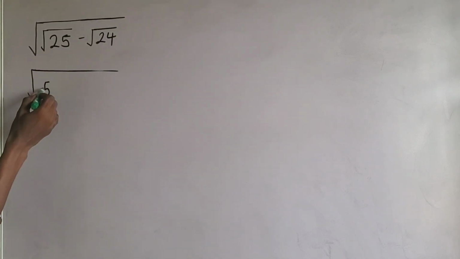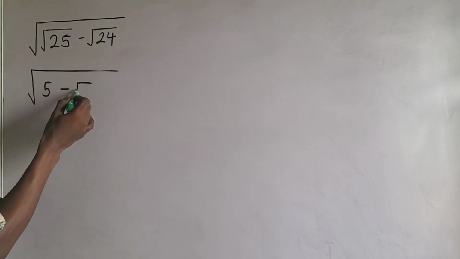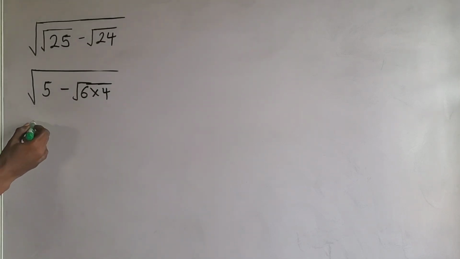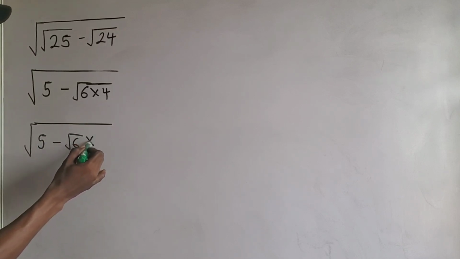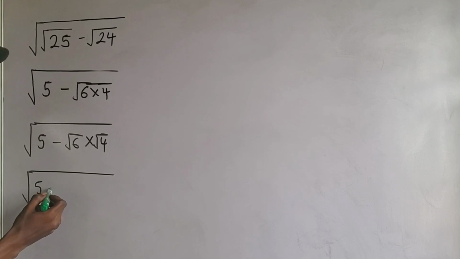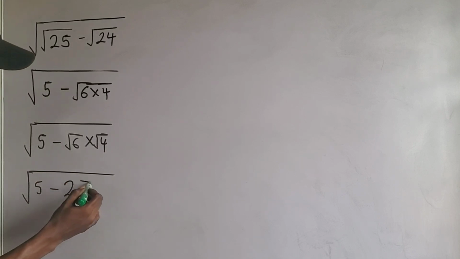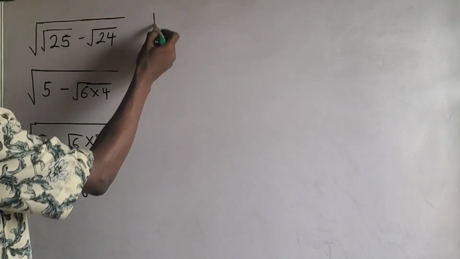So I'm going to have 5 minus the square root of 24, which can be written as the square root of 6 times 4, right? So for this, I'm going to have the square root of 5 minus the square root of 6 multiplied by the square root of 4. Now the square root of 4 is 2, right? So I'm going to have 2 root 6. Do you understand? Okay, please pay attention.